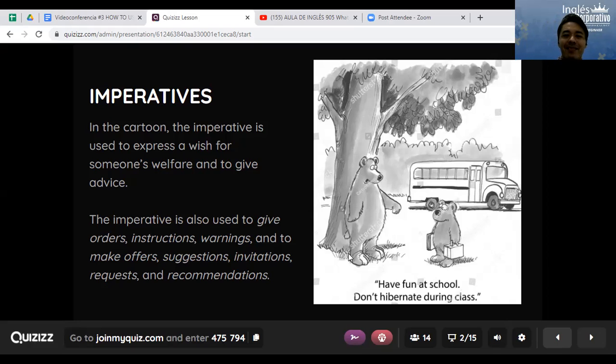I'm not ordering this kid to have fun. It's an expression, but it makes use of this imperative, right? And as the explanation here implies, the imperative is used to express a wish for someone's welfare and to give advice. So we also use imperatives to wish something good to any other person, right? That's the meaning of welfare. It's like about being okay or about feeling good.